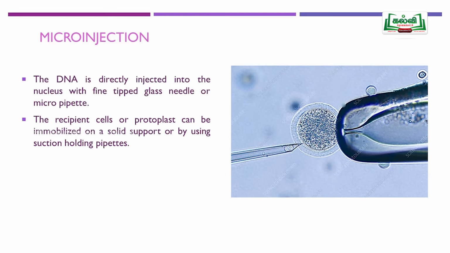The next one is microinjection. In the microinjection method, the DNA is directly injected into the nucleus of a protoplast cell with the help of fine tipped glass needles or micropipettes. How do we immobilize the cells? Immobilization of the cells is done by certain chemicals like agar, or even a suction holding pipette we may use to facilitate this process.